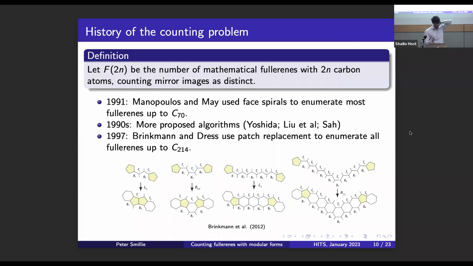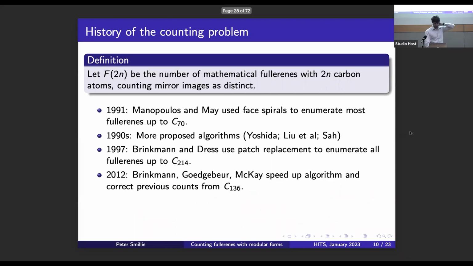It was more efficient. It let them compute F of 2n up to 214. In 2012, they revisited this. Actually, it was a little tricky. They made mistakes before, after C136. So they corrected those in 2012. They called it a typo-like mistake. I don't know exactly what that means.